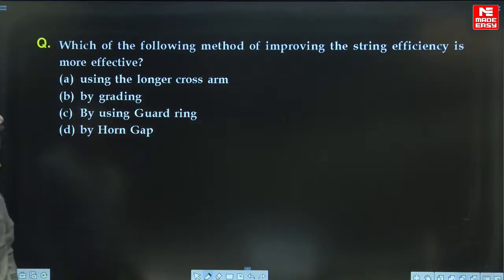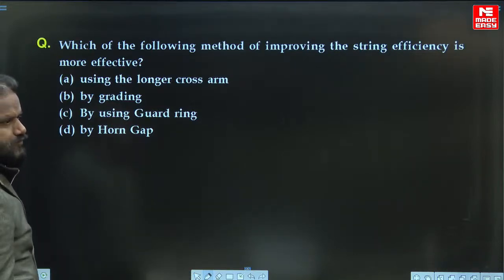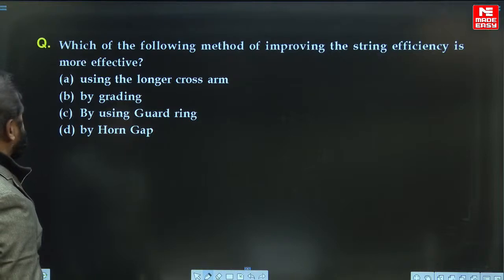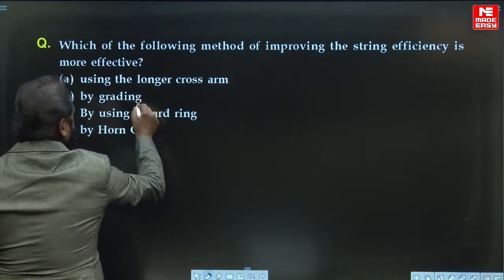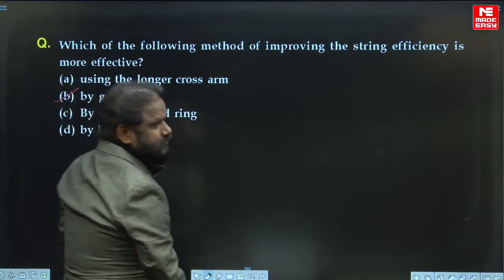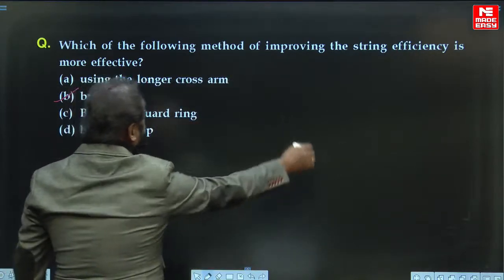Which one of the following methods improves the string efficiency? Is it more effective by using a longer cross-arm, by grading, by using the ordering, or by horn gap? Actually there are 3 methods. Out of these 3, grading is the most effective.